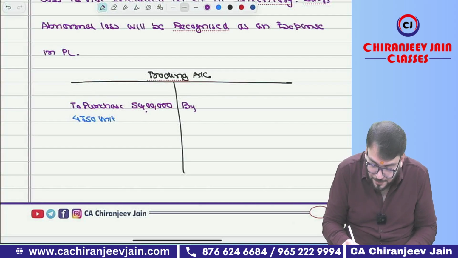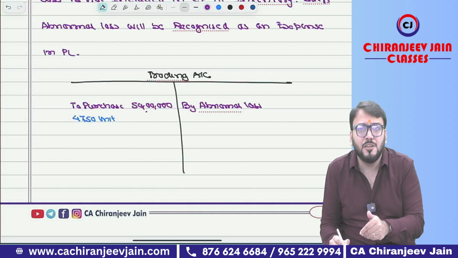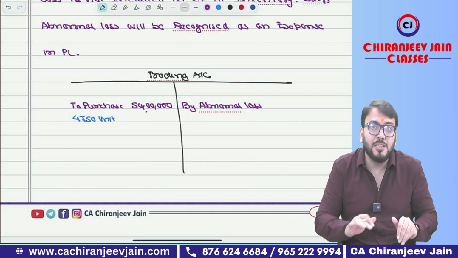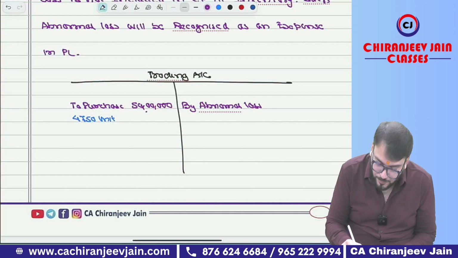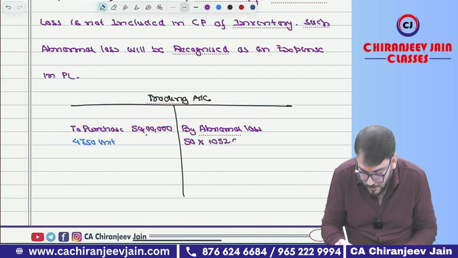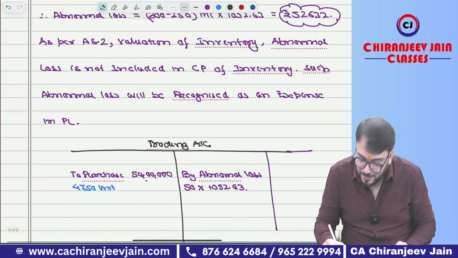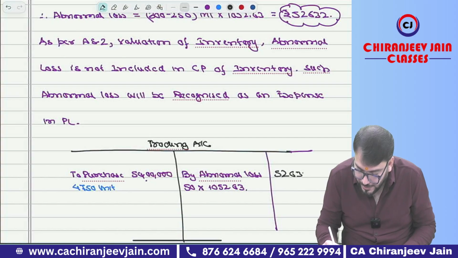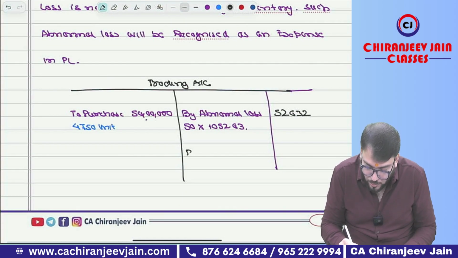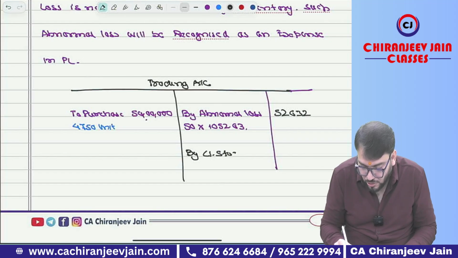Out of that, how much abnormal loss? So abnormal loss will either be deducted from purchase, or you credit the trading account, and from this it will be charged to profit and loss account. Correct? So abnormal loss will be 50 into 1052.63. That will be 52,632, and the balance will be closing stock because nothing has been sold. Let us assume that only.